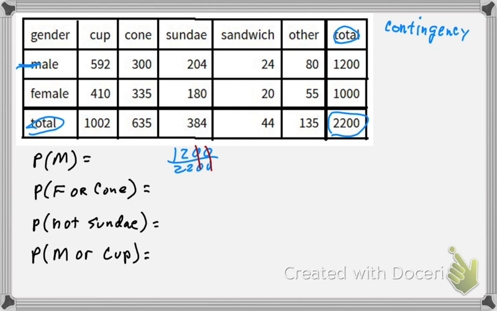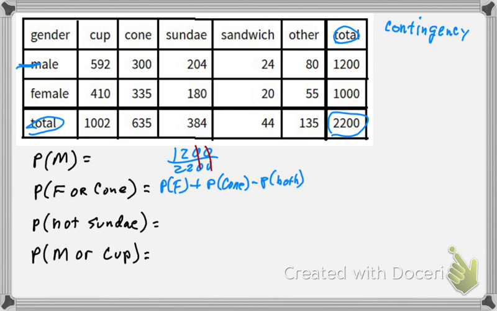Okay, how about pulling out either a female name or somebody that likes a cone? Are those mutually exclusive? No, because some females like cones. So I've got to do the general addition rule. So the probability of female is what? It's going to be the probability of female plus the probability of people who like cones minus the probability of both.